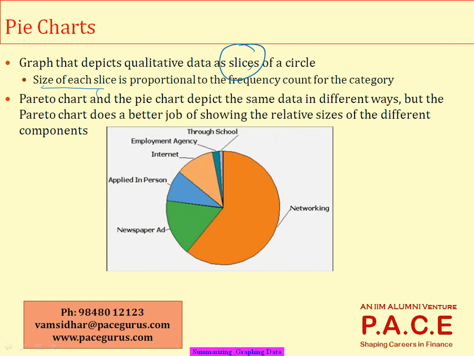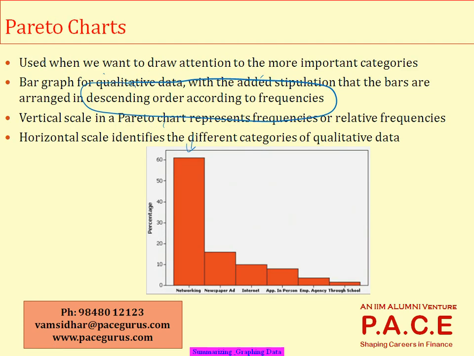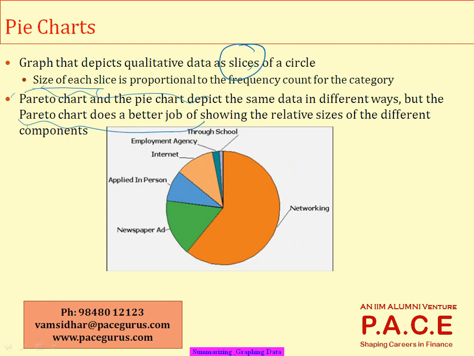So from that standpoint, though Pareto and pie both give the same set of information, they are presented in different formats. But what I personally feel is the Pareto chart does a better job of showing the relative sizes, because both these graphs are more or less one and the same, of the same data. I can very easily see the relative size differences in the case of a Pareto chart, whereas in some cases it may be difficult to quickly make out between green, blue and orange which of these three is greater compared to the other.